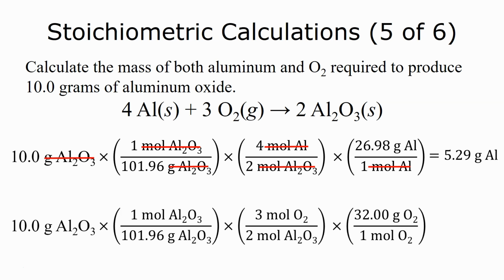Now, if you save the number of moles of aluminum oxide you calculated, you can go ahead and start there and convert the moles of aluminum oxide to this time moles of oxygen, and then finally mass of oxygen using the molar mass of O2.